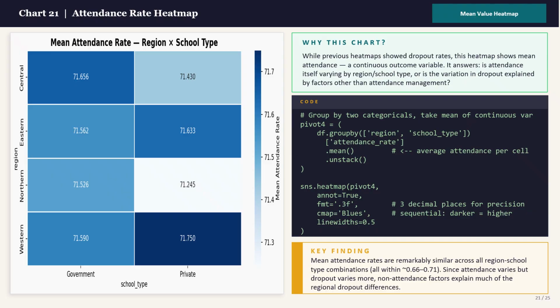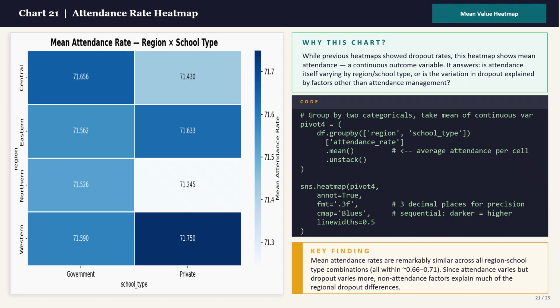We also had a mean value heat map, and here we plot attendance rates against region and school type. While previous heat maps showed dropout rates, this heat map shows mean attendance, a continuous outcome variable, and the question it answers is: is attendance itself varying by region or school type, or is the variation in dropout explained by factors other than attendance management?